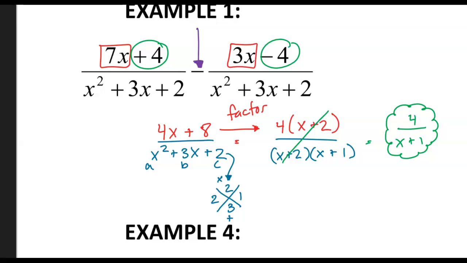So, again, the steps here. Make sure you have a common denominator. Add the numerators, factor everything, and simplify. Any questions on this one?